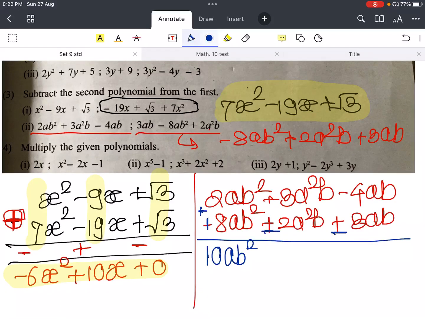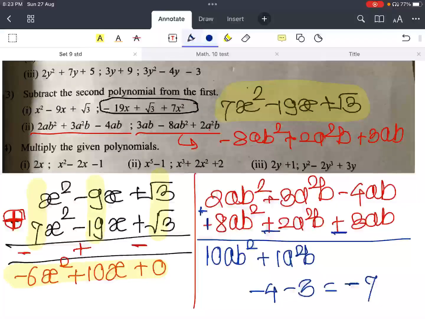AB square. So 3 minus 2 is 1 A square B, and 4 minus 3, obviously, minus 4 minus 3. Now what happens is, suppose the signs are similar. So minus minus becomes minus, and 4 plus 3 is 4, 5, 6, 7. So your answer is minus 7.